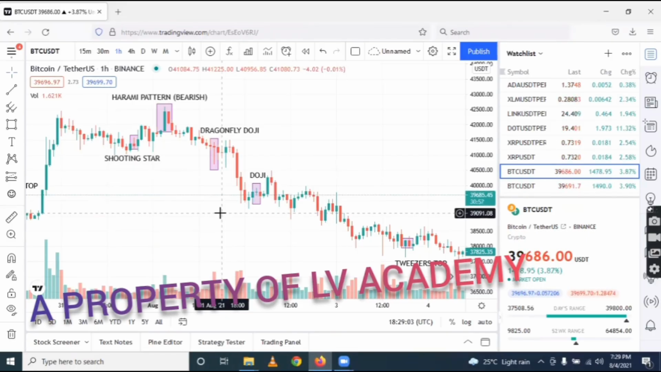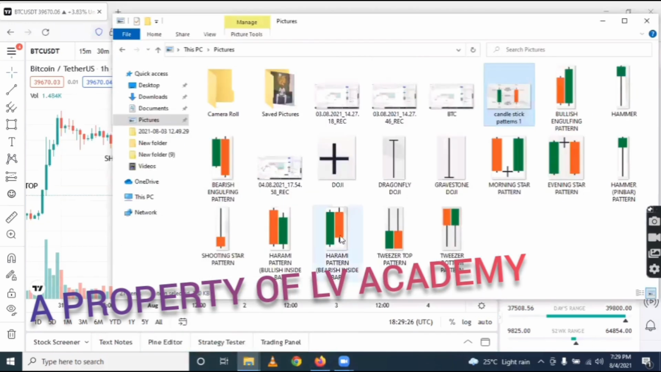And the topic we are taking today is still candlestick patterns. And like I said earlier, I'll be showing you the different candlestick patterns that you need to know and be able to identify in your chart. The first one is the engulfing bar pattern. As I am explaining, I'll be showing you on the chart also.